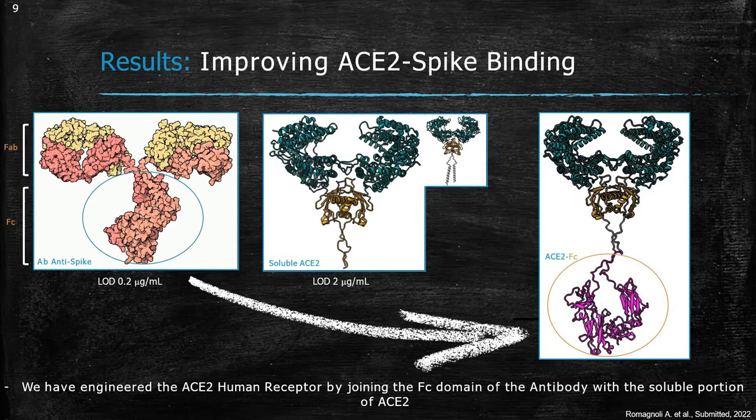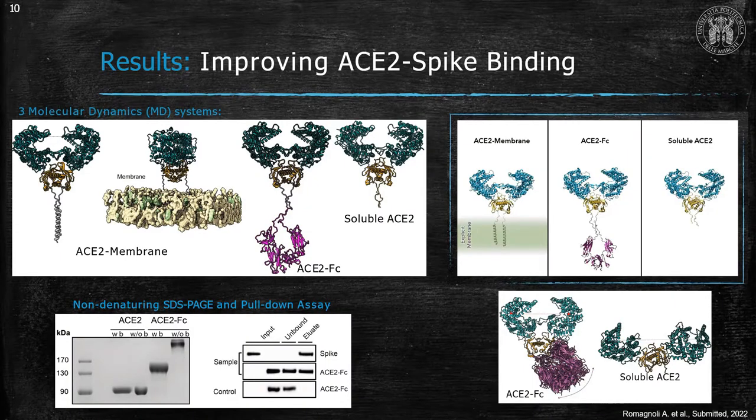Using the soluble portion, we were able to detect the virus at a concentration of 2 microgram per ml. Using the antibody, we were able to detect the spike protein at a concentration of 0.2 microgram per ml. This means that the anti-spike antibody was better than the soluble portion of the ACE2 receptor. So at this point, the question was: how can we improve the ACE2 ability in recognizing the spike protein?